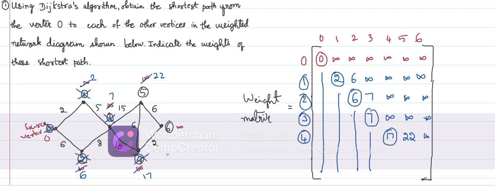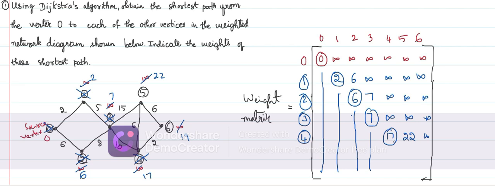So now look at the vertices which are adjacent to 4. We have 3 vertices, 3, 5 and 6. Among these 3 vertices, 3 is already blocked, so we have to consider 5 as well as 6. So 17 plus 6, which is 23, but we already allocated 22 here. So among 22 and 23, 22 is the minimum one, so leave it as it is. And 17 plus 2 is 19. We have infinity, so let us allocate 19 there, because 19 is a smaller value, right, than infinity.